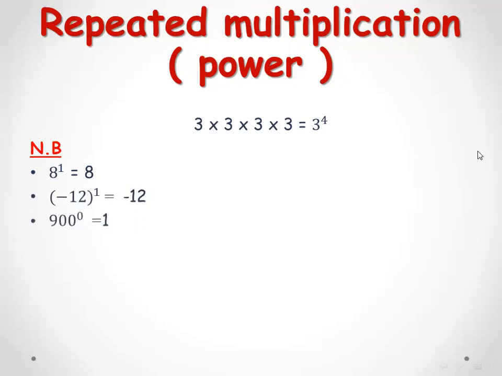Same number. Okay, any number to the power 0 equal 1. Any number to the power 0 equal 1. 900 to the power 0 equal 1. Negative 612 to the power 0 equal 1. Okay, 1 to the power any number equal 1. Because 1, if you're multiplying 1 by itself many times, million times, it's going to give me the same answer, 1. Only 1. Okay.